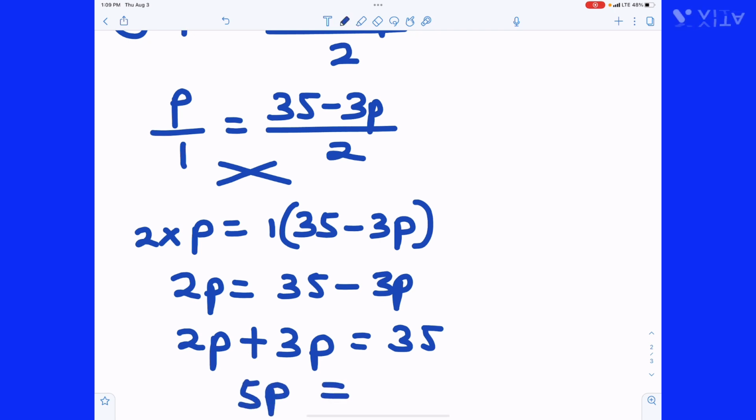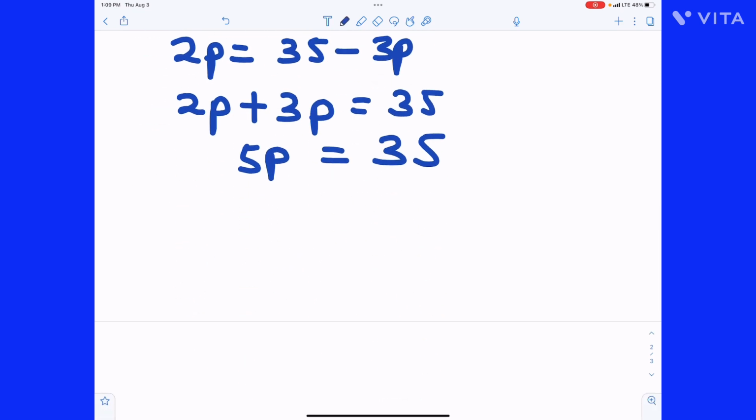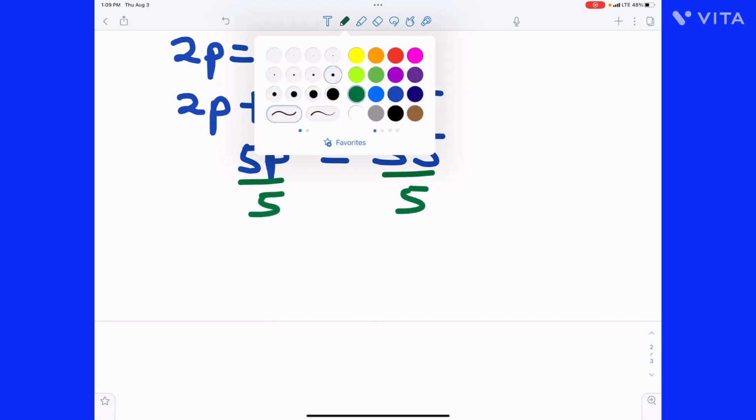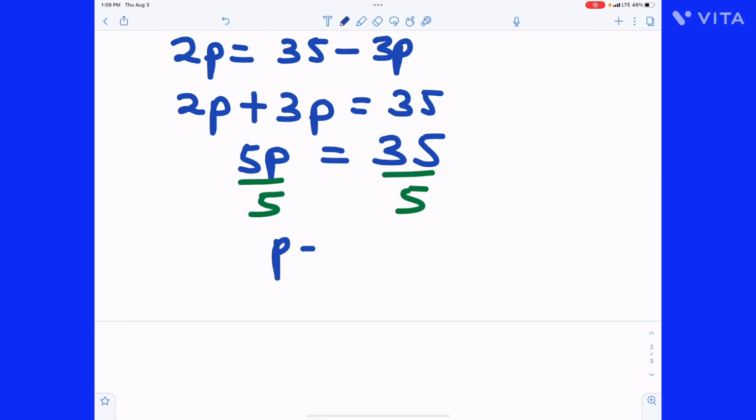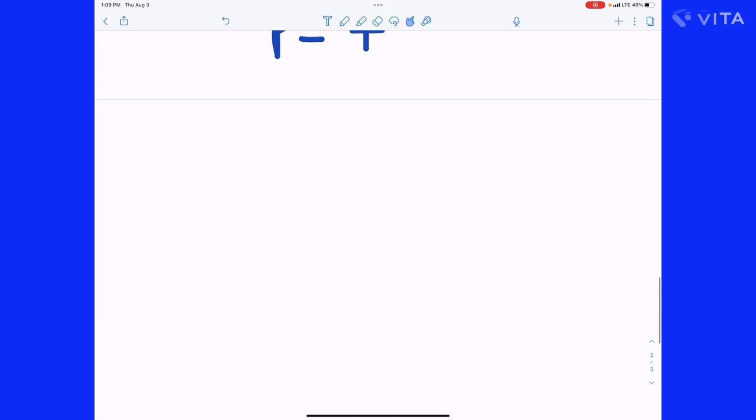5p is equal to 35. Divide both sides by 5. What do you get? P is equal to what? 7. That answers question 4. Let's go to question 5.